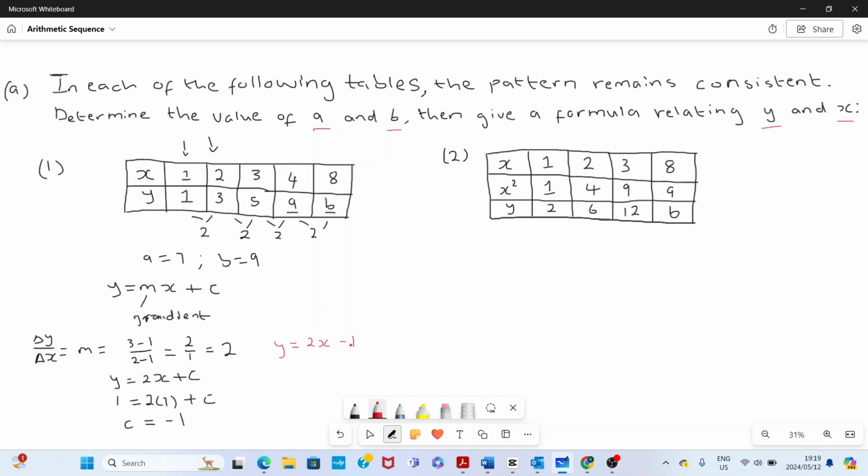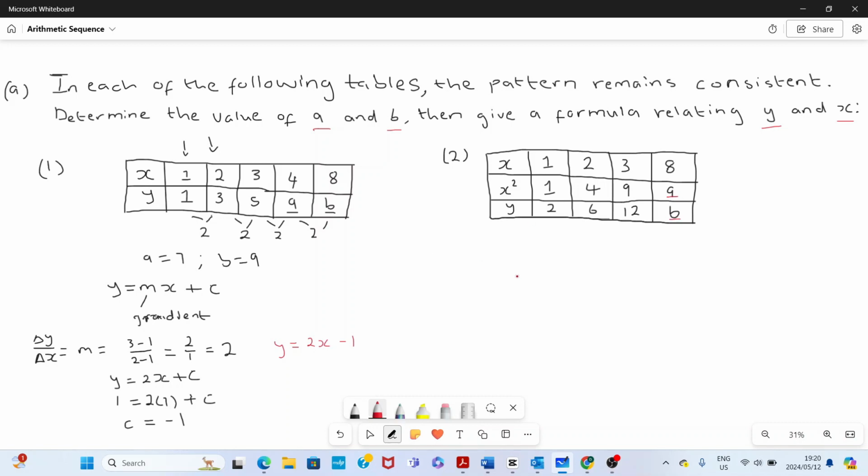So going into the second table, we need to find, let me use the red one first, we need to still find our a and b. So this is our a here and this is our b here.